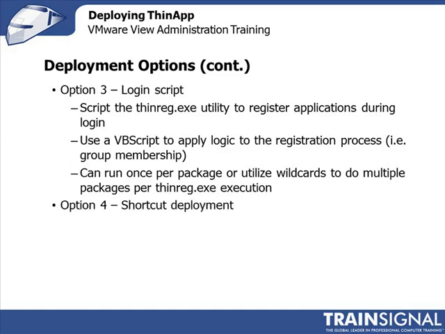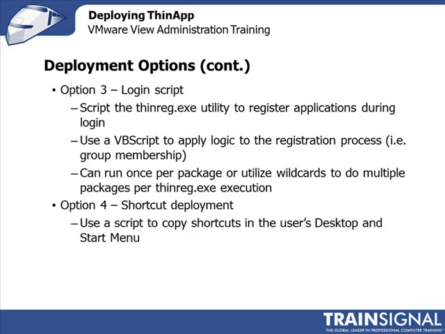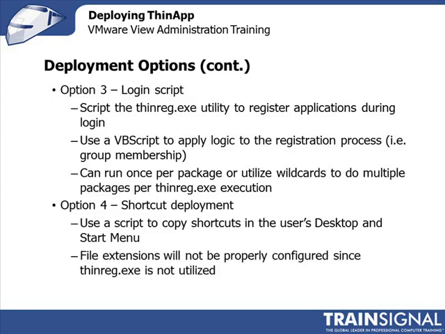Option 4 is a shortcut deployment method, where we can create shortcuts on the desktop and the Start menu to point back to the network location. Obviously, the file extensions and control panel entries will not be properly configured since ThinReg isn't being utilized to deploy the application to the desktop.